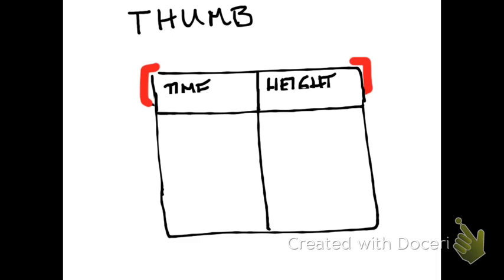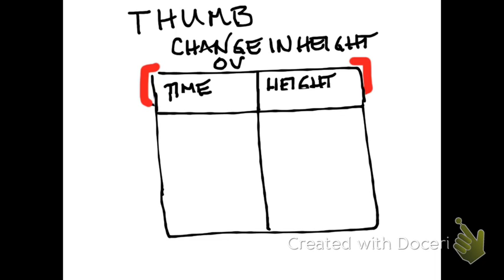So our title should incorporate both of these. So we should see something like time and height, or even better, change in height over time, or height over time, something that's descriptive and includes both headings. Wow, that's really messy, sorry.